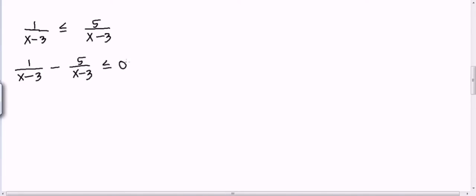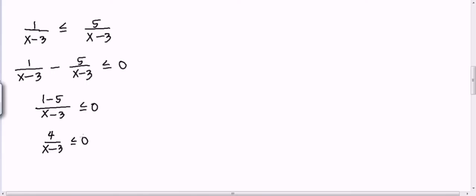Less than or equal to, ayan, 0 na siya. Kailangan kasi guys, 0 yung nasa isang side. Okay? So, pareha sila ng denominator. Ibig sabihin, pwede natin silang pagsamahin in a single fraction. So, that would be 1 minus 5 nasa taas. Ayan, 1 minus 5. So, this one is 4 over x minus 3.